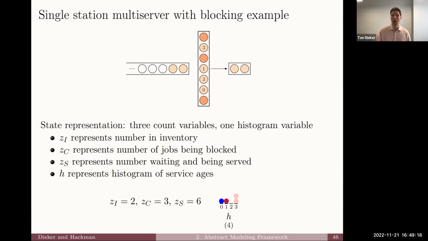In this example, we have a finite inventory buffer. And as a result, some customers here can take up space in the server pool and be blocked. So in this example, you need 3 count variables in addition to the histogram, which correspond to the number in the inventory buffer, the number being blocked, and the rest of the entities.